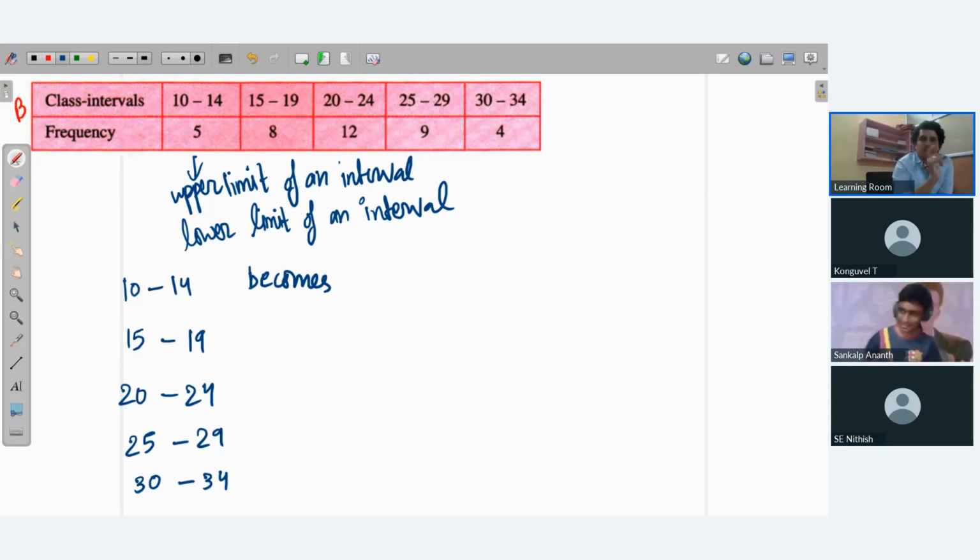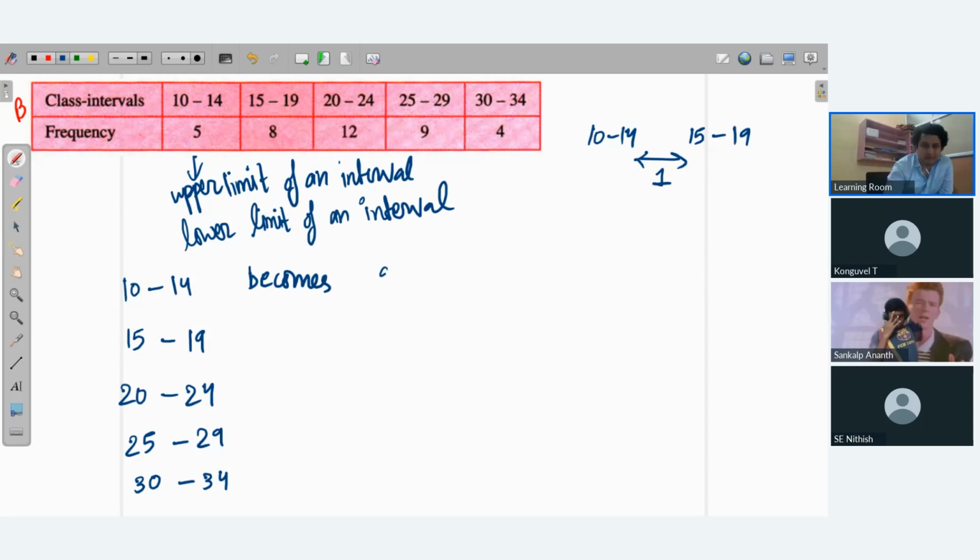Now listen to this carefully. I did not ask the size of the interval. Between any two successive intervals, how much is the gap? That is one, because the first interval was 10 to 14. Second interval is 15 to 19. So this has a gap of one. Likewise, 15 to 19 and 20 to 24 also has a gap of one. So every consecutive interval has a gap of size one. So we find that gap and half it. Okay. Then we do something like this.